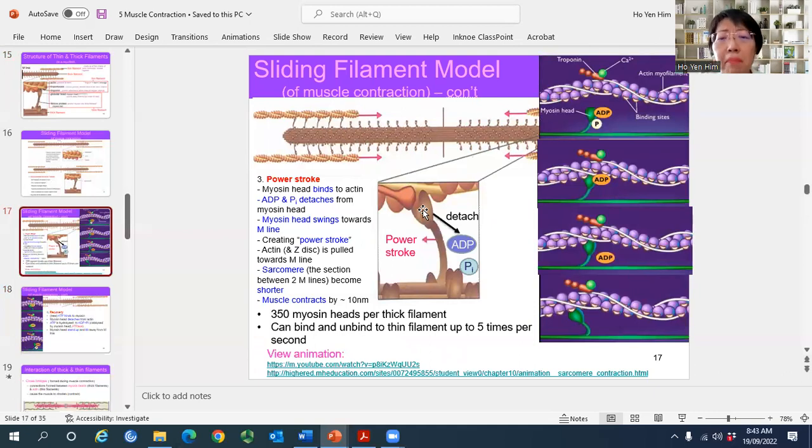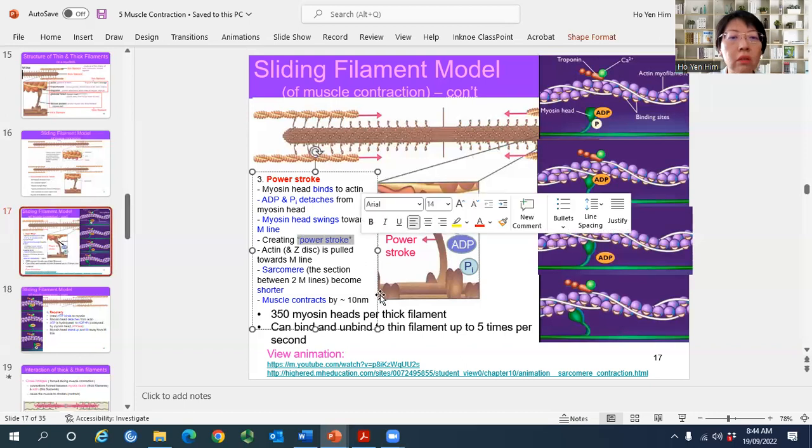Now, when it binds, a power stroke will happen. That means the head will tilt towards the M line, the middle line, because you want to pull this myosin towards the M line. So the myosin head will tilt towards the M line, and this is called the power stroke.